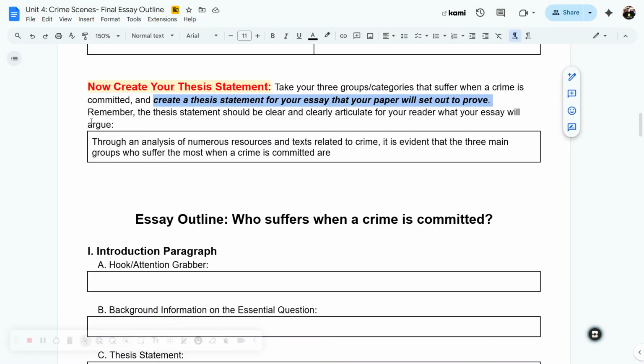A thesis statement should be clear and clearly articulate for your reader what your essay is basically going to be arguing, what it's going to be about. Now, I went ahead and wrote a thesis statement for you, so you're all going to have the same thesis statement. This is what it says: Through an analysis of numerous resources and texts related to crime, it is evident that the 3 main groups who suffer the most when a crime is committed are, and now here's where you're going to list your 3 groups that you have chosen.